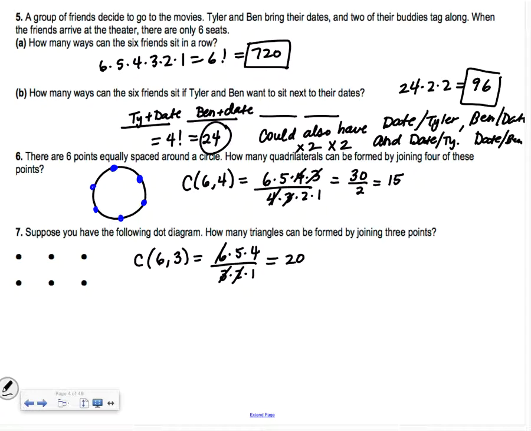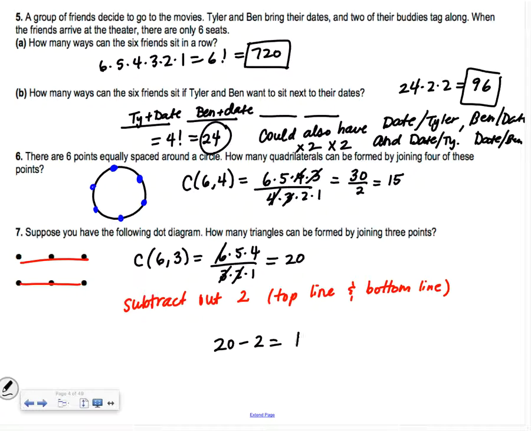No, it is not. What 3 points can you not join that create a triangle? What 3 points would not create a triangle? The top 3 or the bottom 3? Exactly. Do you guys see if you chose those 3? Or if you chose those 3, it's not a triangle. So subtract out 2: the top line and the bottom line. So our answer ends up being 20 minus 2, which is only 18.